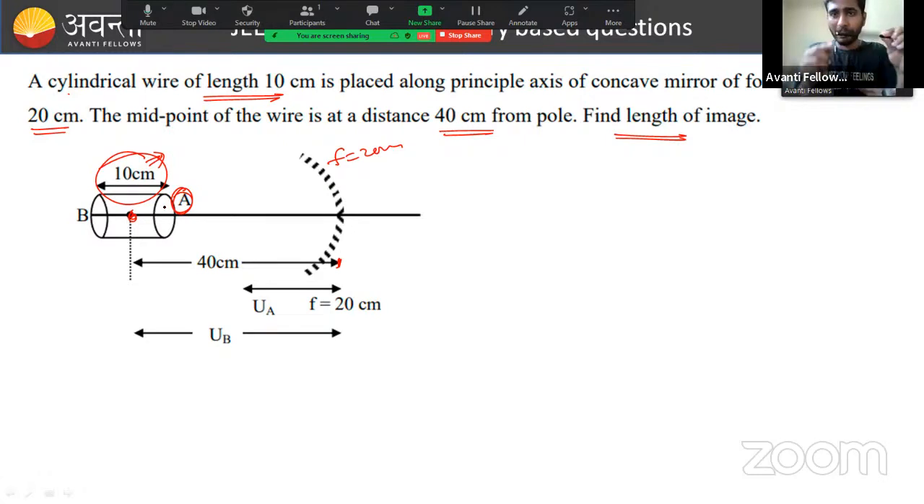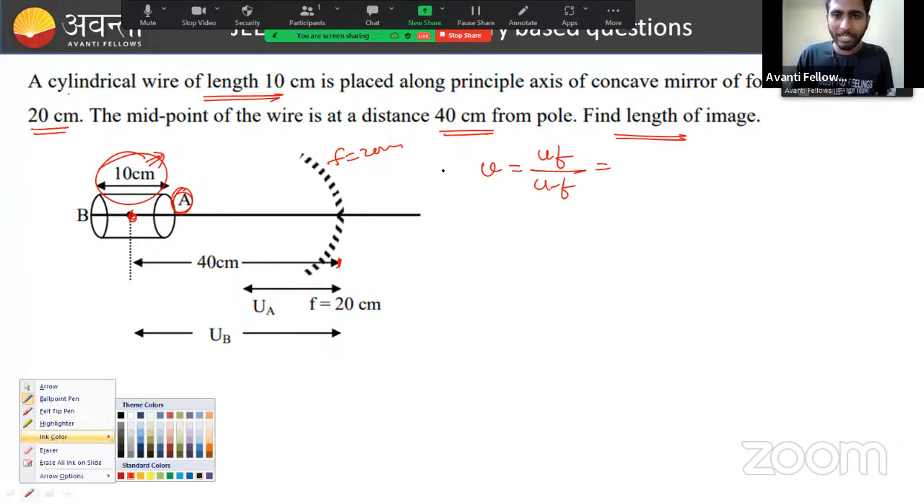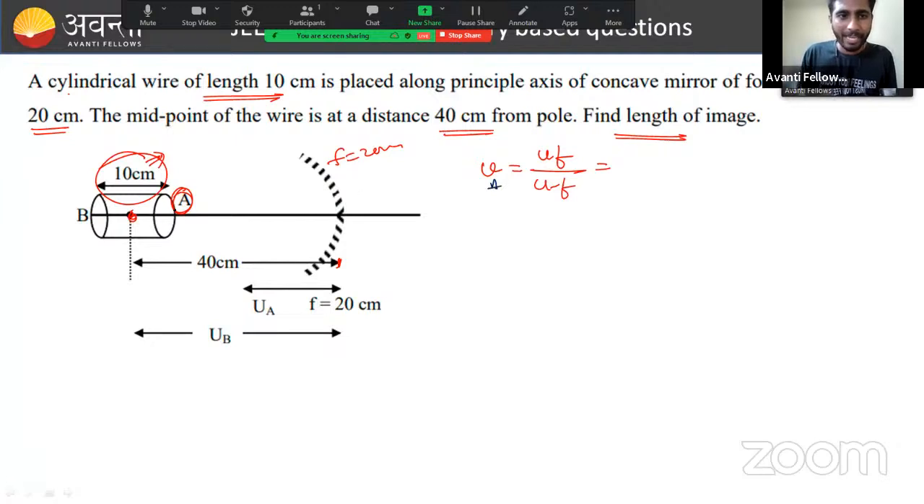Where will this end's image be formed, and where will this one's image be formed? Yesterday I told you that to calculate image distance, use this formula: V equals UF divided by U minus F. Right now, I will find the image of A. A is located at a distance of 35 centimeter. Look at this: the midpoint is 40, so A is at 35.